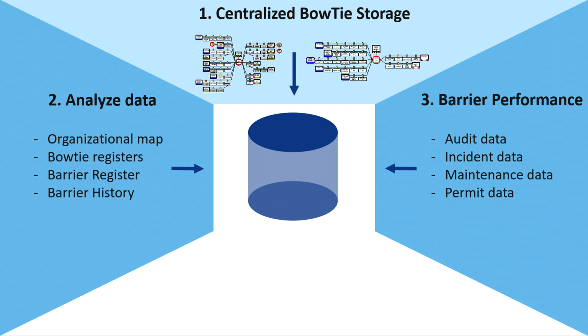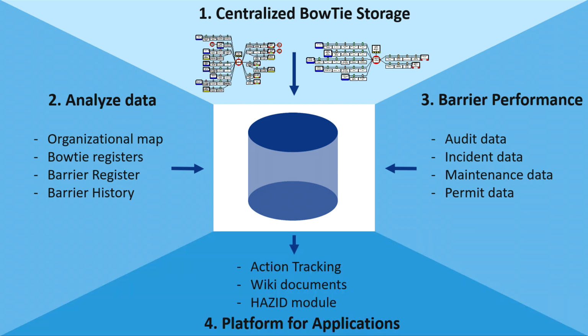Of course, we are missing the final part in the bottom corner of this screen, and that's where the platform for the applications is shown. So here we are allowing you to actually do that action tracking. You can have a wiki documents page and also a hazard module. However, all of this is not really important in order to cover the next steps after AuditXP.